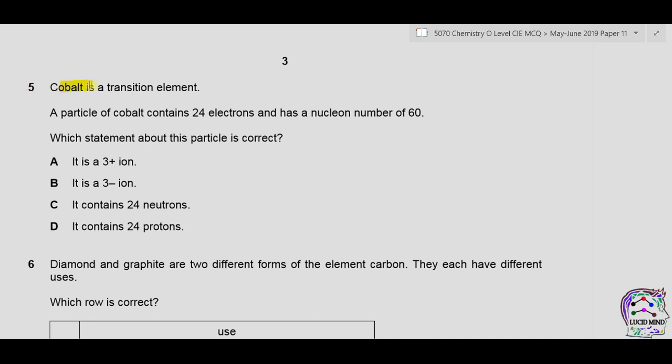Question 5. Cobalt is a transition element. A particle of cobalt contains 24 electrons and has a nucleon number of 60. Which statement about this particle is correct? Now, according to the periodic table, the atomic number of cobalt is given as 27. Nucleon number is already stated, it is 60.